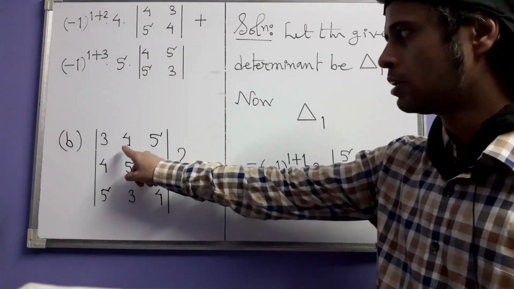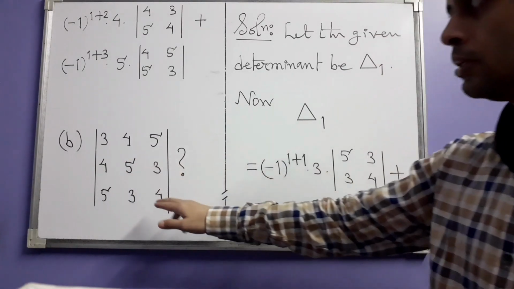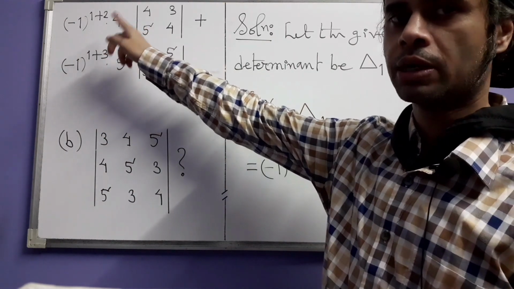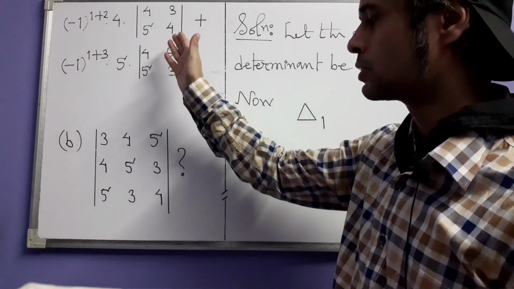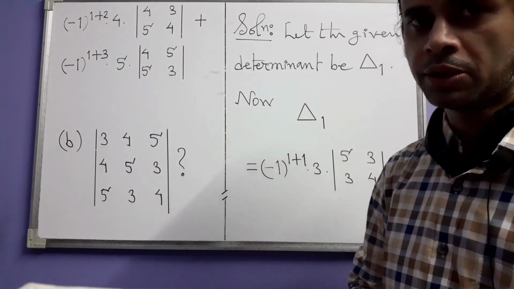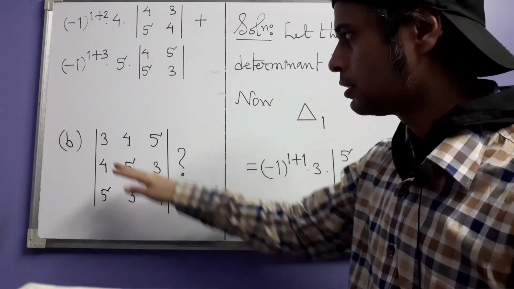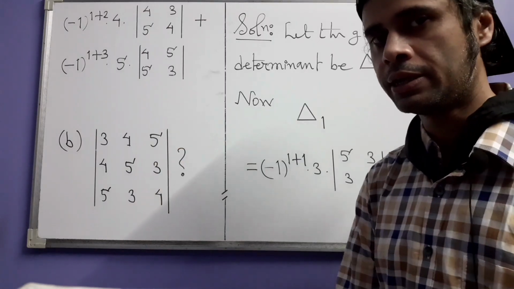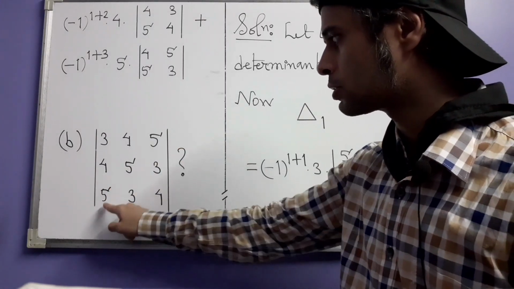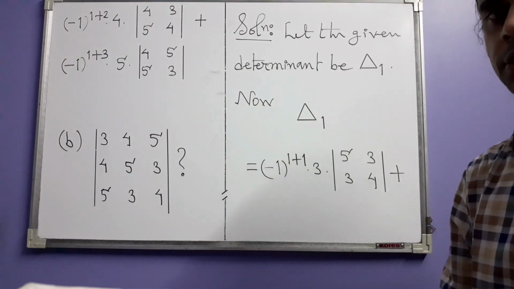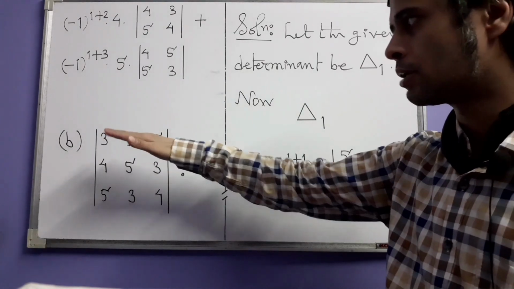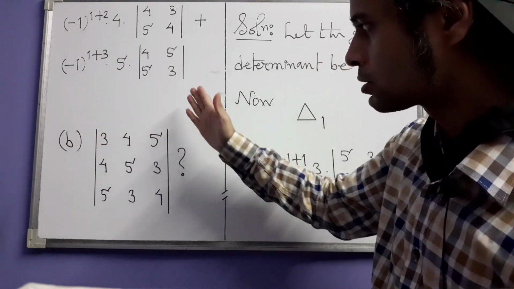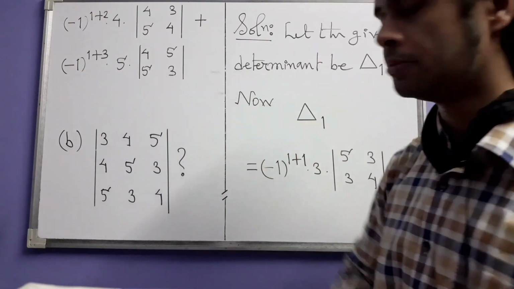And then what will be the term corresponding to 4? Its position is in the first row, second column. So minus 1 to the power 1 plus 2, row number plus column number, times 4 times. Now what will the 2 by 2 determinant be? That you will have if you remove the first row and second column because they contain that entry 4, and then you will be left with 4, 3, 5, 4. Similarly, for this 5 also, which lies in the first row and third column, we have minus 1 to the power 1 plus 3 times 5 times. Removing this row and this column gives you 4, 5, 5, 3.